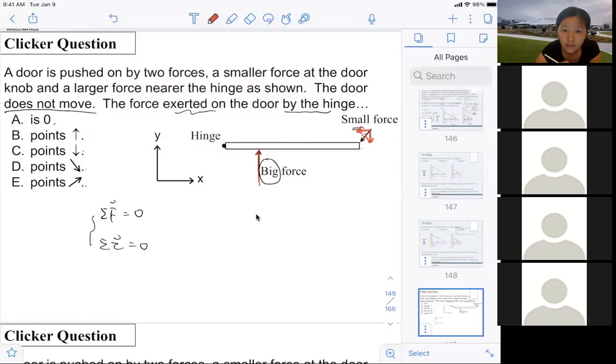To balance that, what kind of force do I need? What kind of force do I need in the horizontal direction? Force pointing to the right. Force pointing to the right, very good. So that has to be coming from the hinge to balance the force to the left. And do I need a vertical force at the hinge?